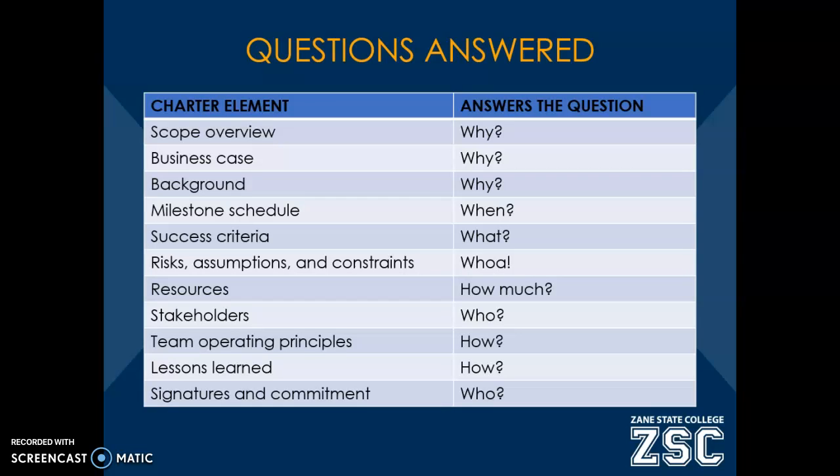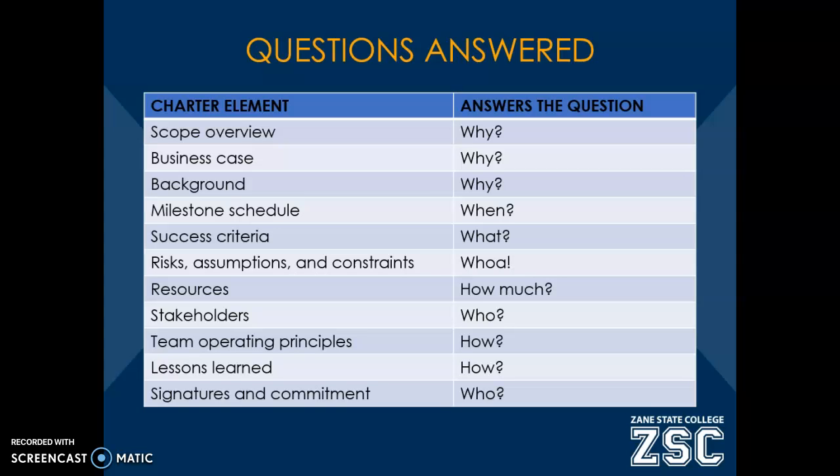So a project charter answers a lot of questions. The scope tells us, why are we going to do this? Again, the business case tells us, why would we want to do this project? And the background, again, is telling us why. The milestone schedule tells us, when is this project going to happen? Success criteria is going to describe what the project should be like, what it should do, what its function should be in order to be successful.